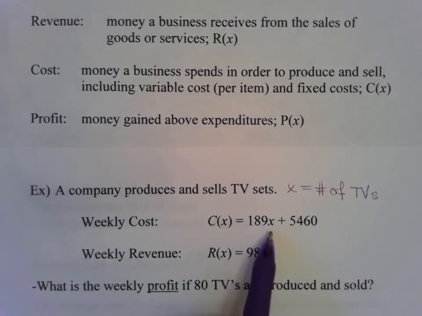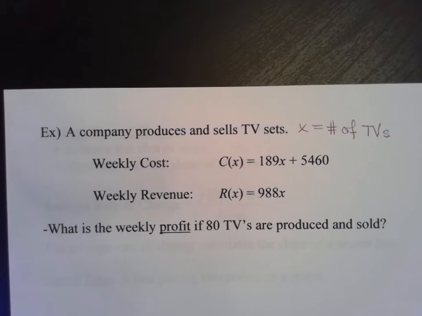Okay, so for each TV I produce as the business owner, I would have to pay $189 in materials or labor or something like that. Okay, and then I have the revenue function. This is the money I'm bringing in. Usually this number in front of X is the price of the item that I'm selling. So I'm selling these TVs at $988 per TV. And I can put in how many TVs I sell and then calculate how much money I'm bringing in total.